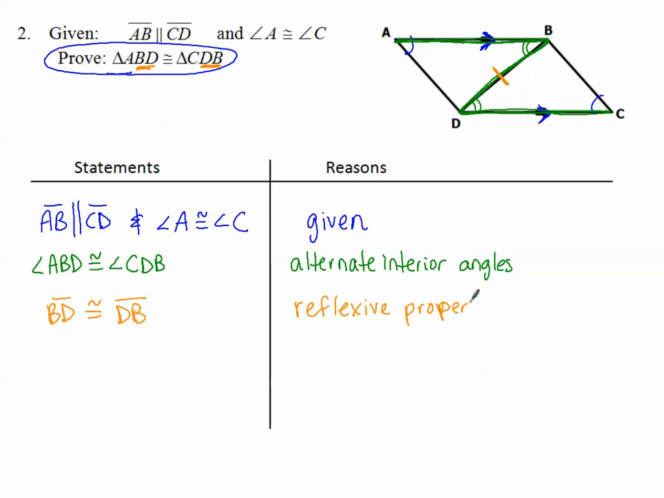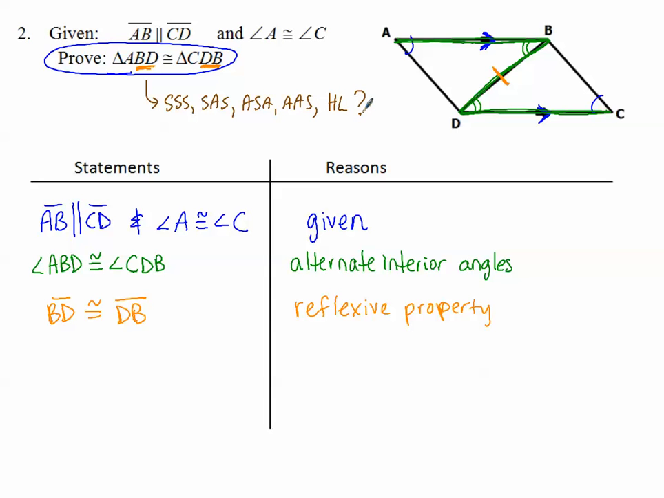Reflexive, because it's like we're looking in the mirror. We see the same thing when we look in a mirror. Now let's see what we have. Remember, if our goal is to prove the triangles are congruent, we want to think of one of our 5 postulates or theorems. Is it SSS, SAS, ASA, AAS, or HL?